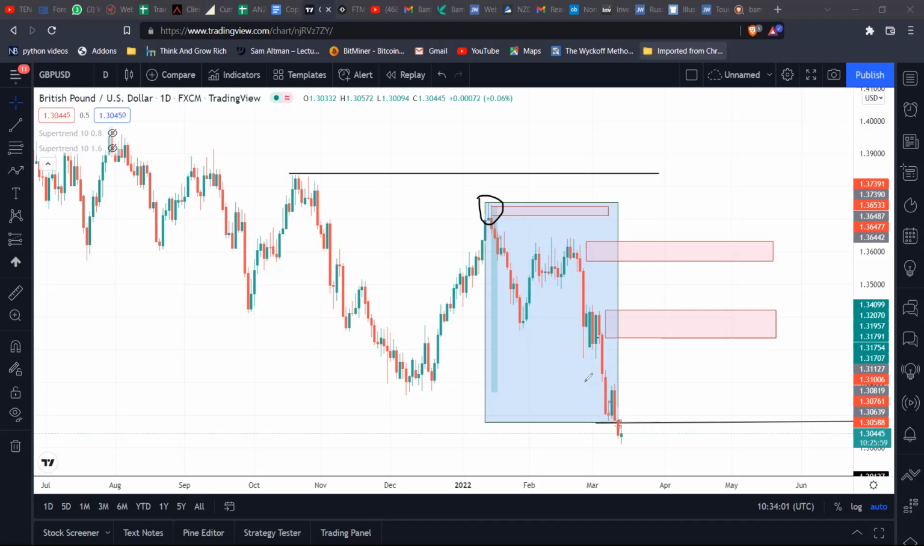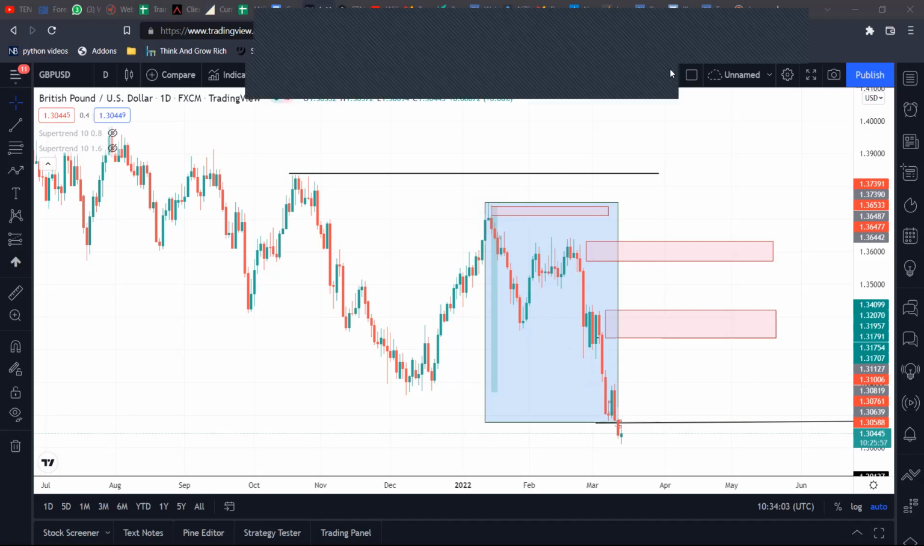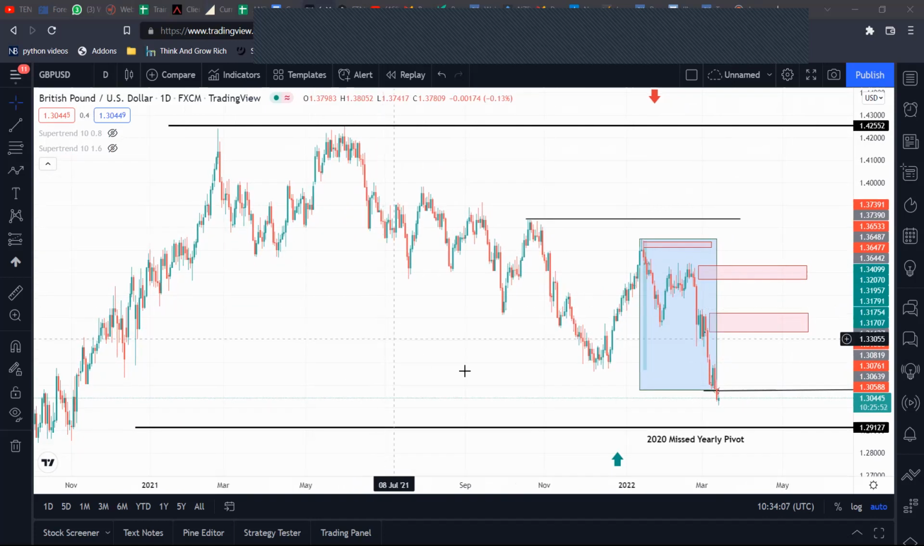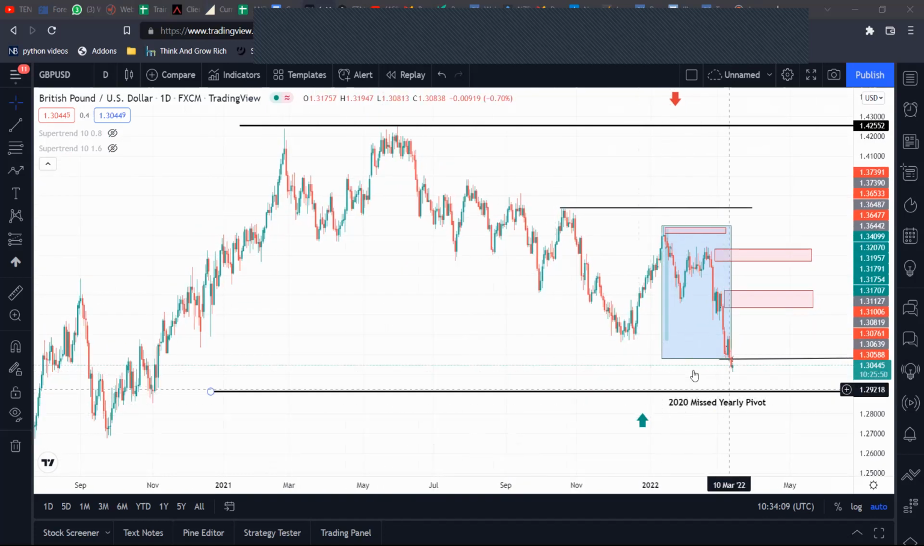Now, what is the next step for this? Just a brief overview. I feel price would definitely want to come back to this 2020 missed pivot. This is a missed pivot on this pair, and I feel price might want to get down here, but it may not go down straight from here. It could, but it might not do that.